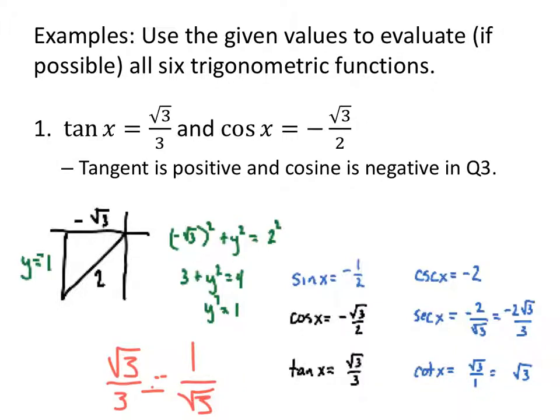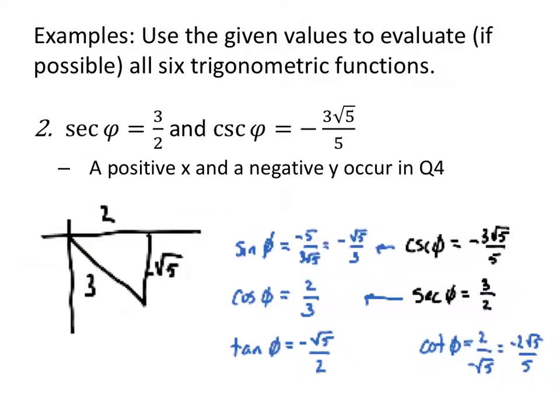So either way you go about it, if you unrationalize, if that's even a thing, or you rationalize the numerator, it unrationalizes the denominator, or you just use your triangle, you can still find the cotangent values.